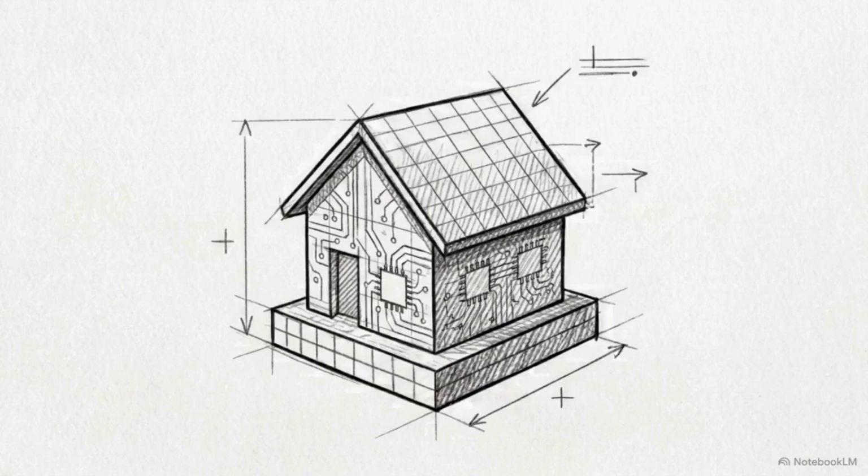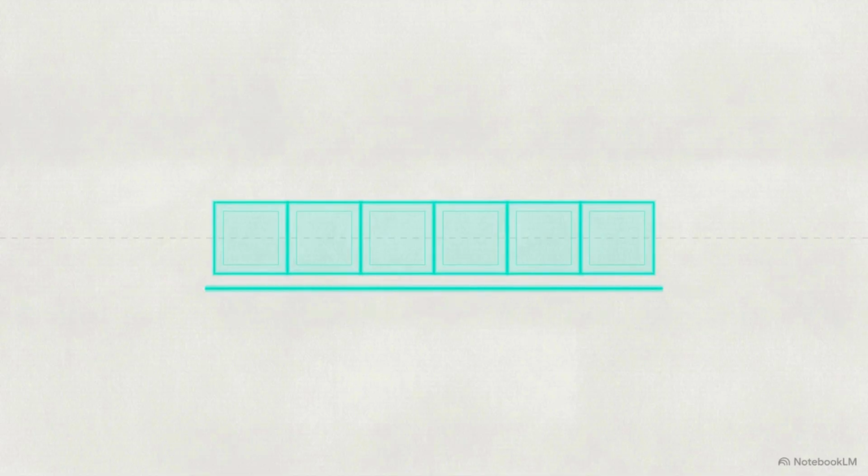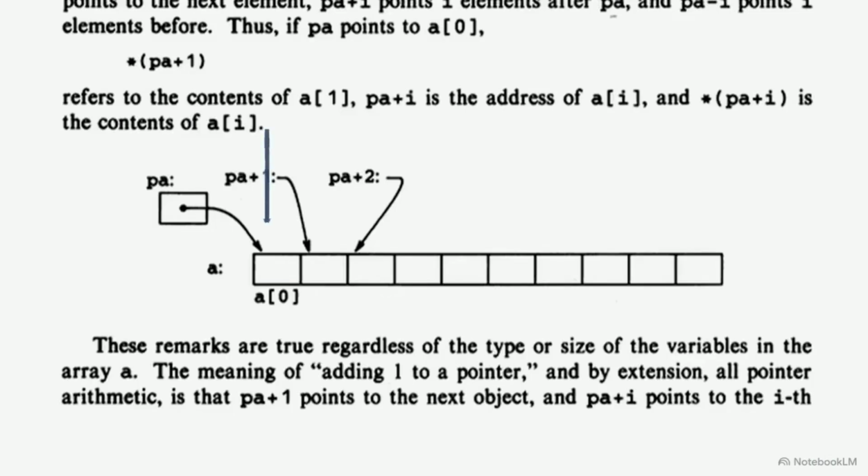Once we understand individual houses, we can look at larger structures. An unbroken row of these data houses on a single street is what we call an array. In C programming, an array's name is actually a pointer to the very first house. Because these houses are perfectly aligned, we use simple math. Adding 1 to the pointer jumps to the next house.